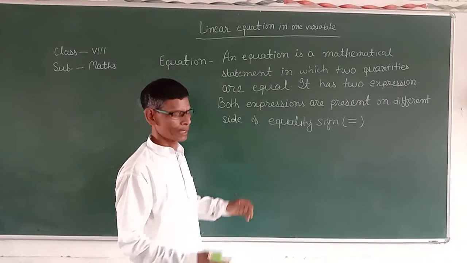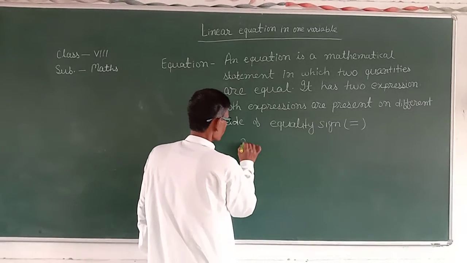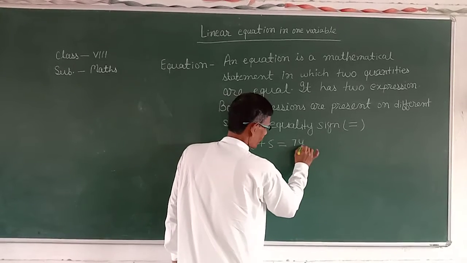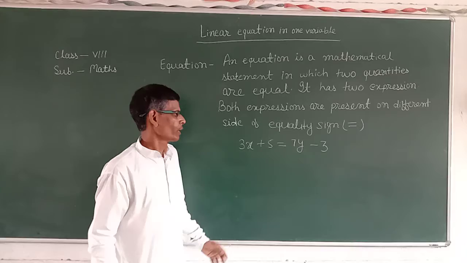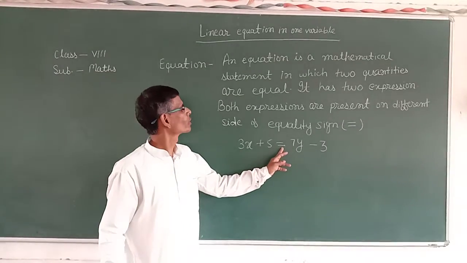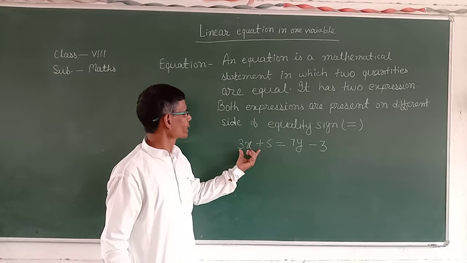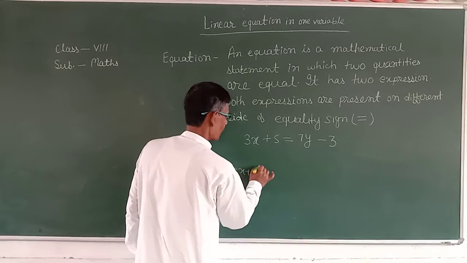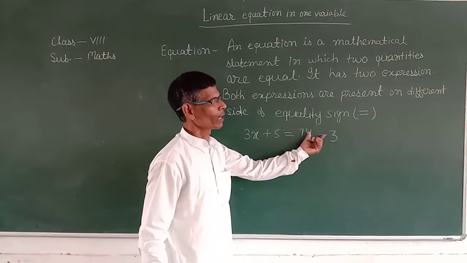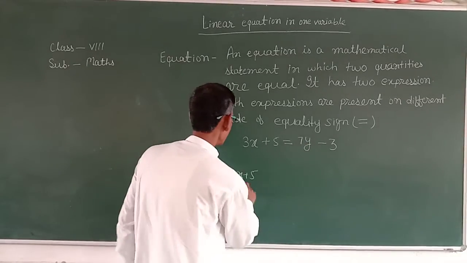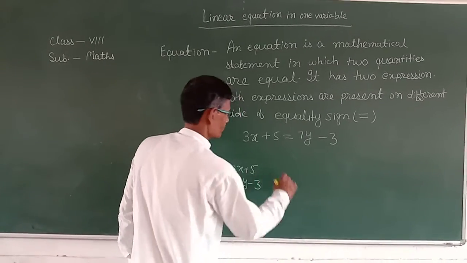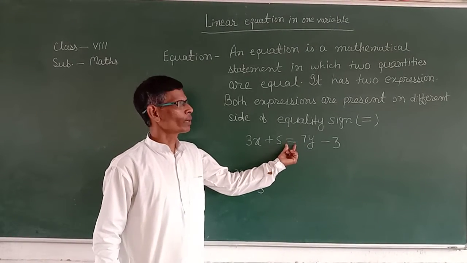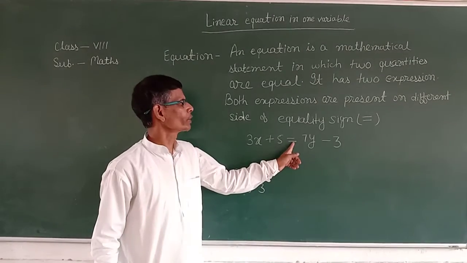First of all, we take an example. 3x plus 5 equal to 7y minus 3. This is the sign of equality. In the left hand side there is an expression 3x plus 5, and in the right hand side another expression 7y minus 3. Between these two expressions there is the sign of equality.